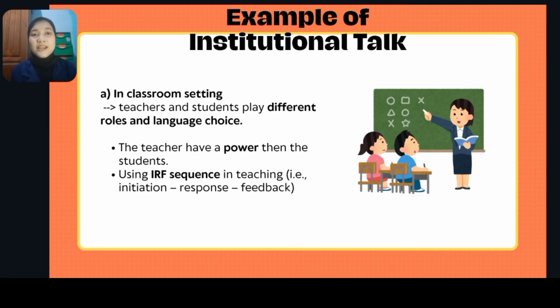We have an example in a classroom setting. In a classroom setting, teachers and students play different roles and make different language choices. The teacher has more power than the students in the classroom. And the teacher usually uses the IRF sequence in teaching. So for example, initiation, response, and feedback from the students.